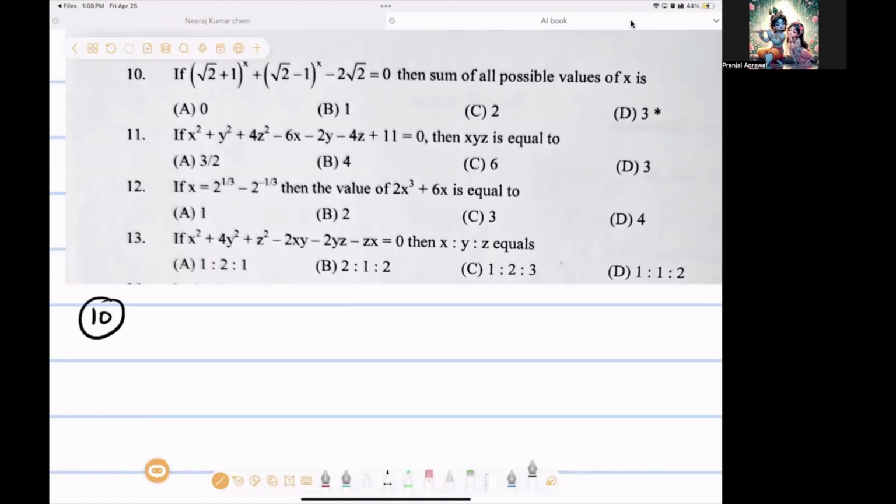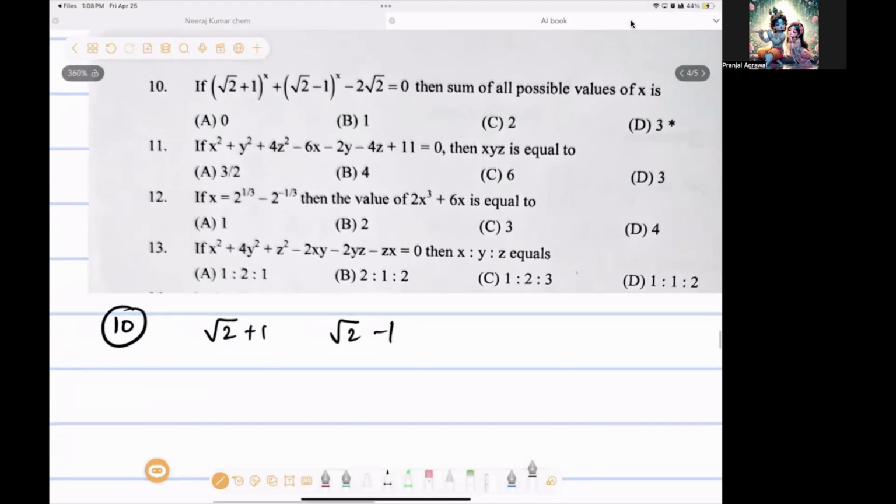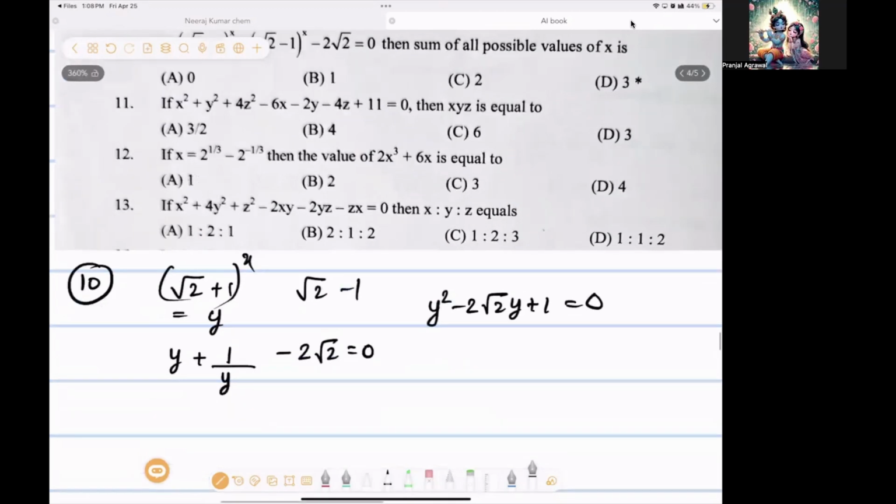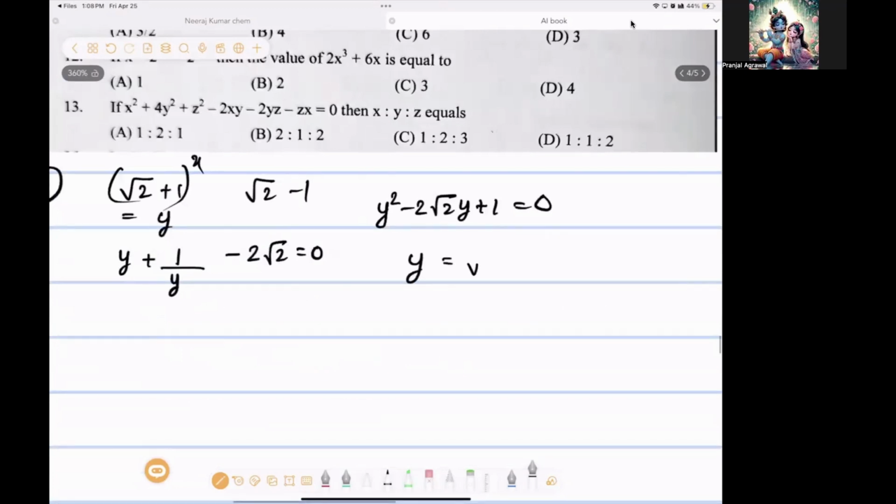Question number 10, see, root 2 plus 1 and root 2 minus 1 are conjugate. In this type of question, just simply assume this as y. So what you will get? Y plus 1 by y minus 2 root 2 is equal to 0. So y square minus 2 root 2 y plus 1 is equal to 0. Using beta's, if you solve, you will get y is equal to root 2 plus minus 1. So root 2 plus 1, x is equal to root 2 plus 1. That means x is equal to 1.